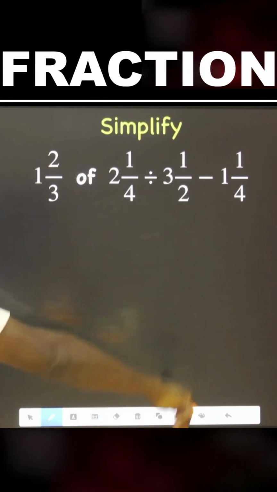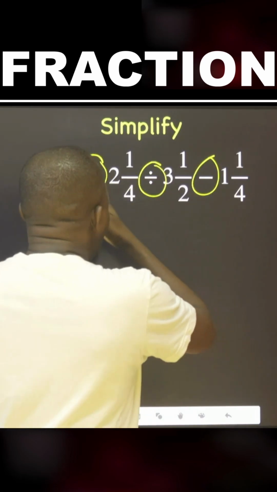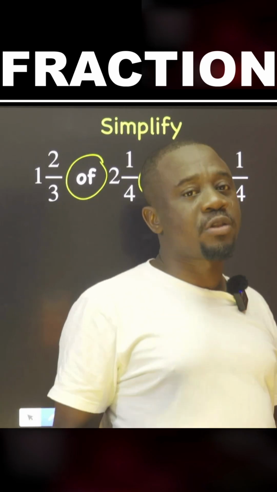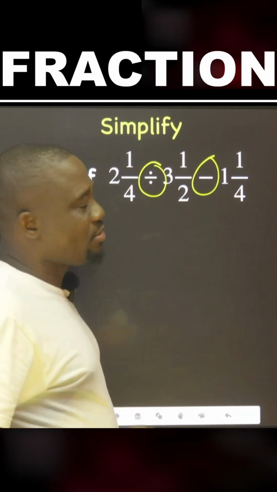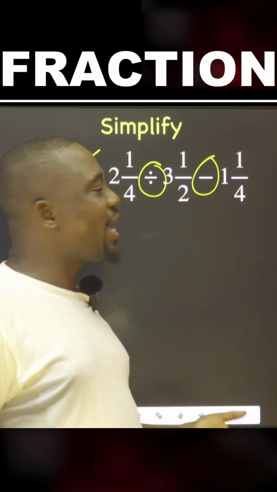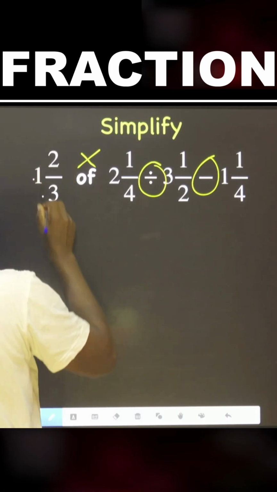Let's look at this again. As you can see in this place, we have many of them. We have of, divide, and minus. Among these of, divide, and minus, which one should I use first? But remember that this of can simply be replaced with multiply. It means multiply. Okay? So let's just come down. This multiplied by this is 3 plus this is 5.